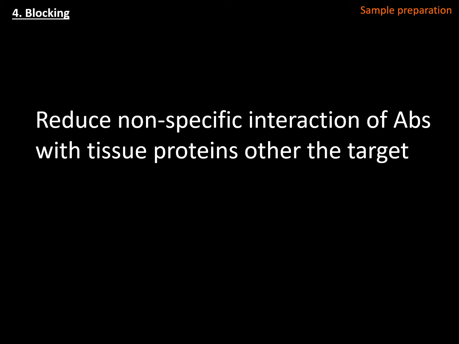After this, we normally go to blocking. In blocking, our aim is to reduce the non-specific interactions of antibodies with tissue proteins other than the target. Antibodies are very large peptides that have a huge amount of surfaces that can interact by non-specific electrostatic interactions with a huge range of different proteins in your samples. And what we want to achieve with blocking is to reduce these interactions as much as we can.